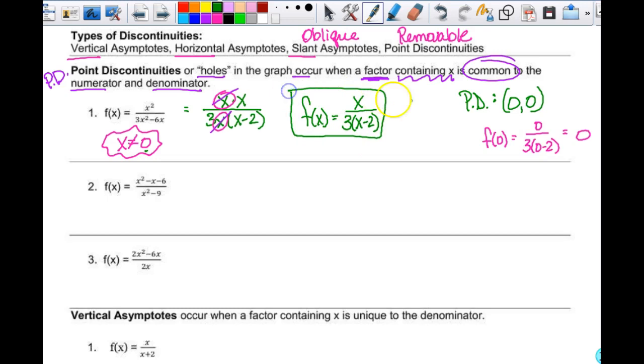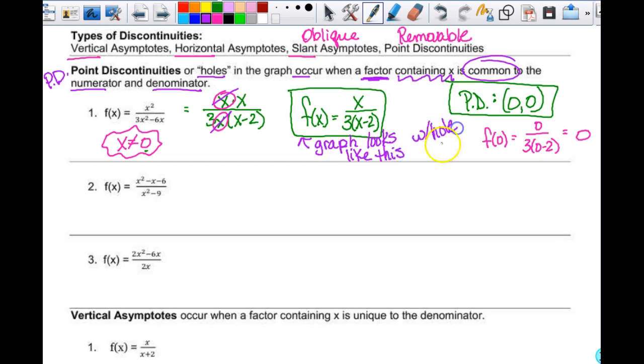So here's my function. Here's my point discontinuity. And so what all this tells me is that the graph looks like this, with a hole at this point right here. Okay, so this is what my graph will actually look like, but I got to make sure I have a hole in my graph at 0, 0. Okay, everybody okay with that? Easy enough? All right, good deal.